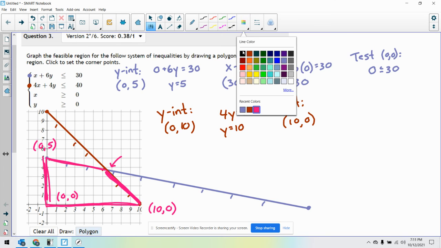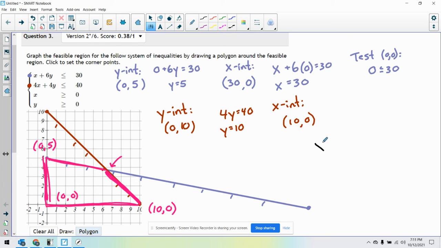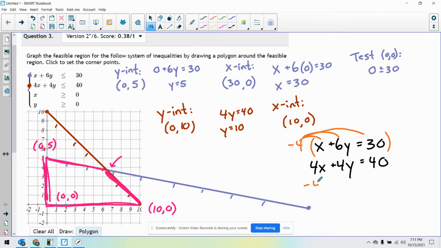So all I have to do is figure out where these equations, x plus 6y equals 30, I don't care about the inequality anymore, and 4x plus 4y equals 40, intersect. Solve that system, and that'll give you this coordinate. So I'm going to run through this kind of quick. I'm just going to multiply the first equation by -4. So I'll write that underneath. I'm going to distribute that to everything. So I get -4x. -4 times 6y is -24y. -4 times 30 is -120.